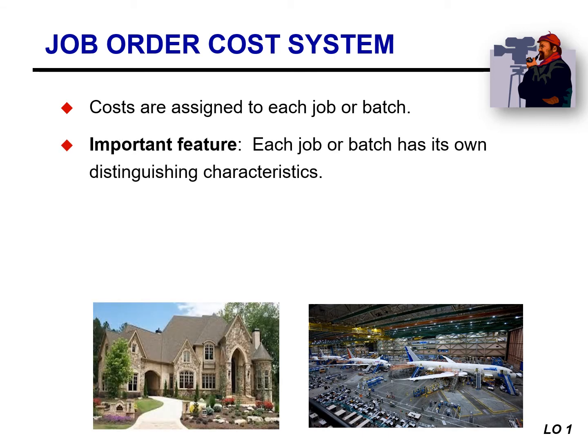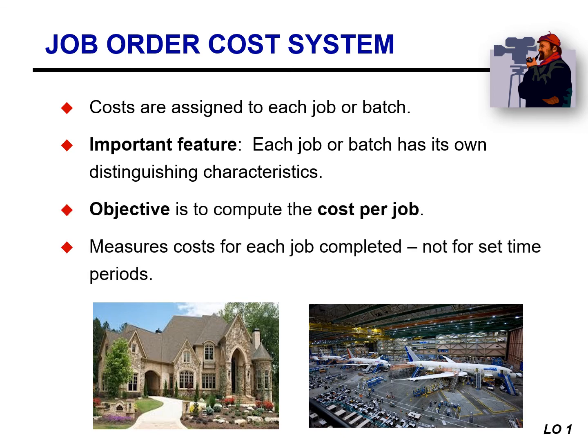An important feature of job order costing is that each job or batch has its own distinguishing characteristics. For example, each house is custom built, and each printing job is different. The objective is to compute the cost per job. At each point in the manufacturing of a product or performing a service, the company can identify the job and its associated cost. A job order cost system measures cost for each completed job rather than for a set period of time.